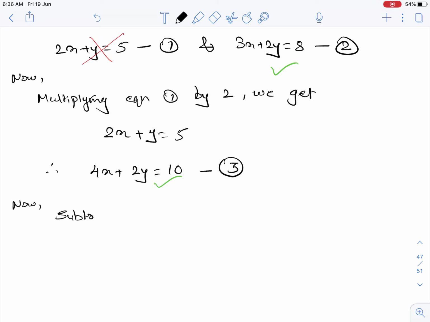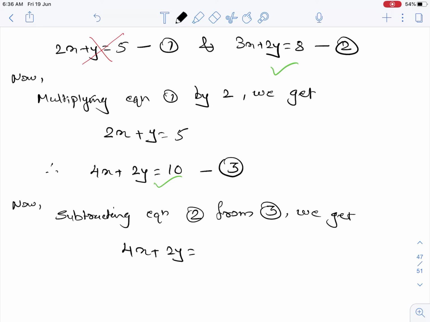So now, subtracting equation 2 from 3 we get, now remember that we have written 2 from 3, so the equation which comes after 'from' will be written first. 4x plus 2y equals 10, and here it is 3x plus 2y equals 8.